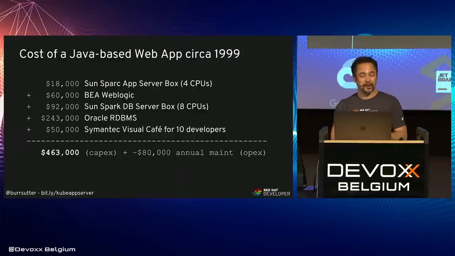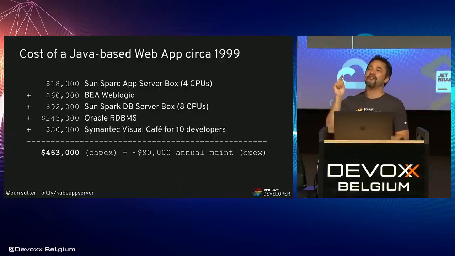These are actually fairly real numbers. You saw the 25,000 that I picked out of the news article there. But if you read the fine print, it was 25,000 for the licenses and then 25,000 more per year for the subscription for support. So $50,000 for Semantic Cafe to get started.